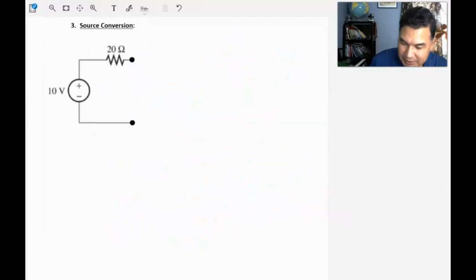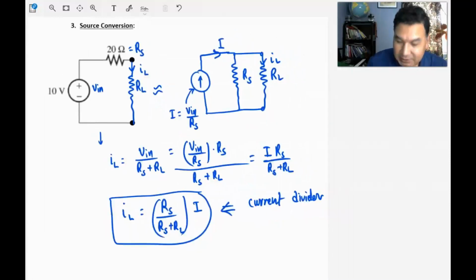So that's why we can analytically prove that this circuit, which is simply a voltage source with a resistor in series, is exactly equivalent to a current source with the same resistor in parallel, and both should deliver the same current on the load resistor if you connect one. This is equivalent to that, and this is going to be very useful in network solving problems, and also in quickly finding the equivalent circuit.